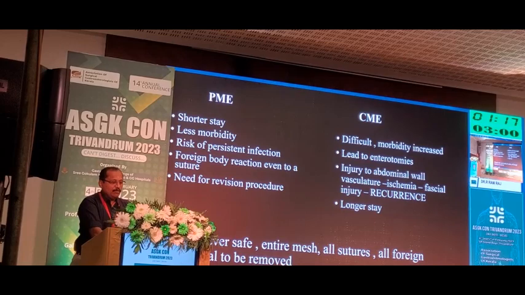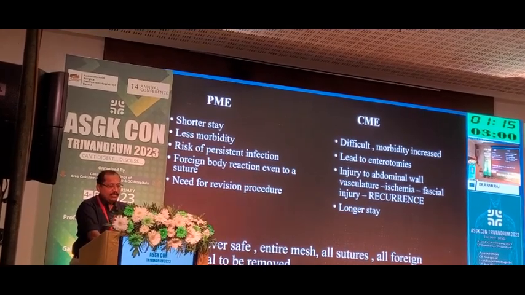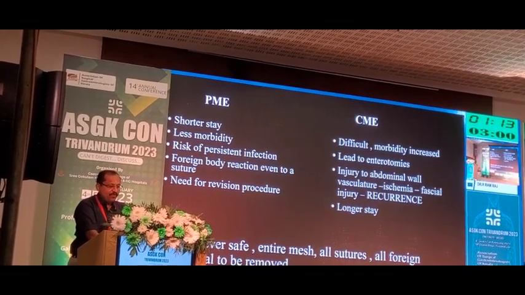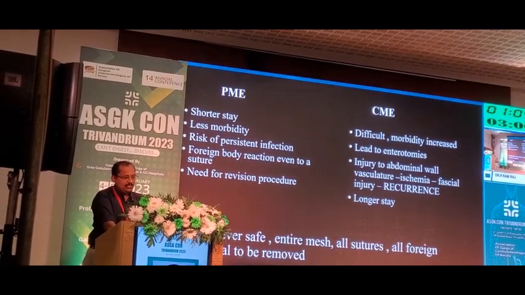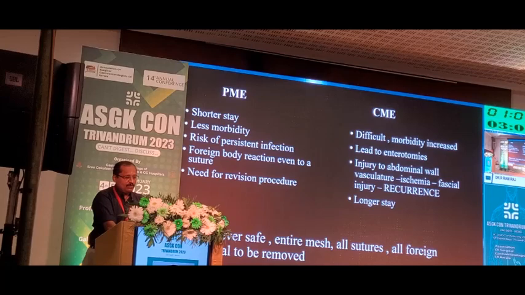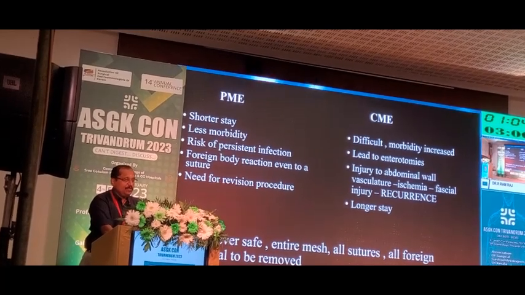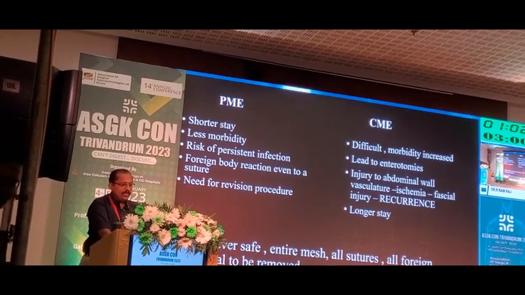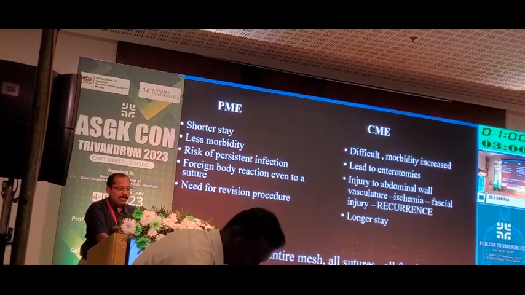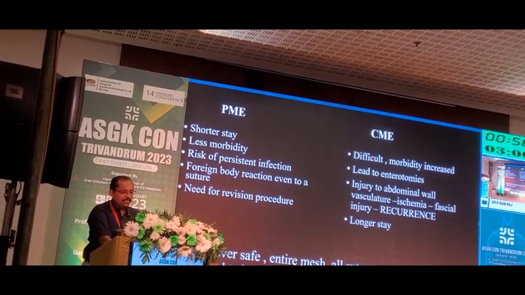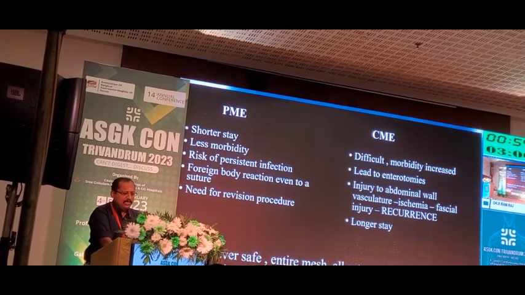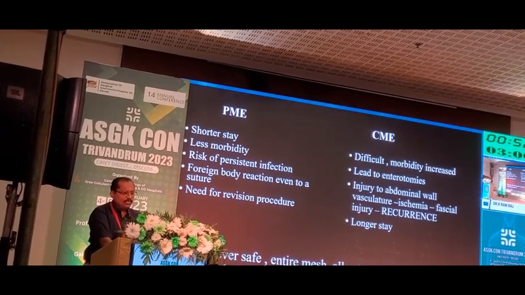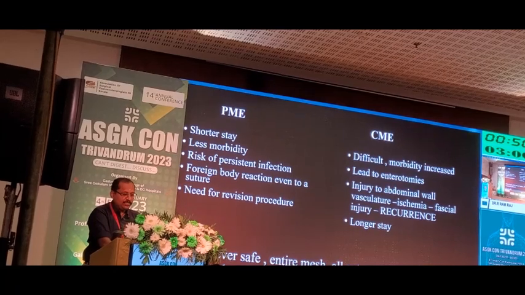Whereas with a complete excision, we find that the morbidity is high and it's a difficult procedure. It may lead to enterotomies and resections, and the most important issue addressed in most of the studies is ischemia to the abdominal wall and the panniculus, resulting in a poor outcome and recurrence of hernia. So whenever safe, this excision has to be carried out. The entire mesh, all sutures, all foreign materials are to be removed without any compromise.